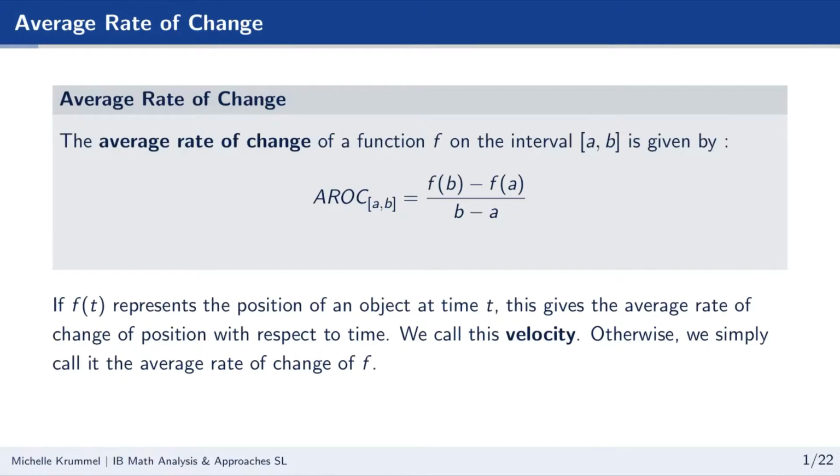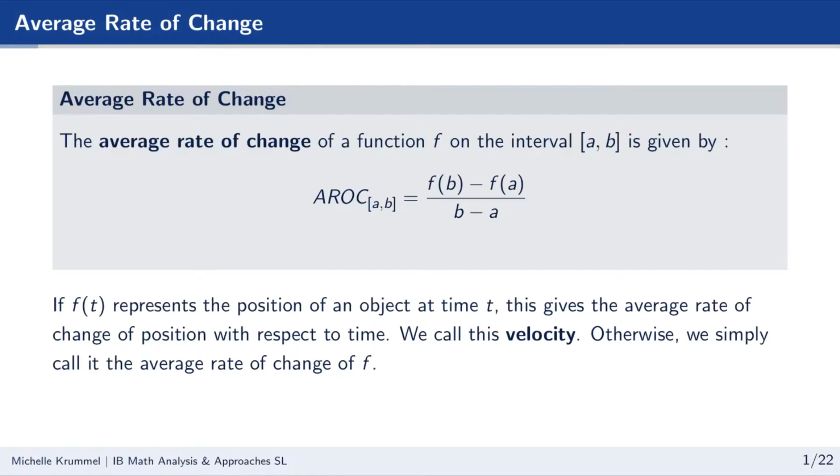The average rate of change of a function f on a closed interval from a to b is given by the following formula. Average rate of change equals f of b minus f of a over b minus a. So we've seen this formula before. We worked with this when we were talking about average velocity. But if the function we're dealing with does not represent the position of an object at a certain time, then we can generalize this and just call it average rate of change.